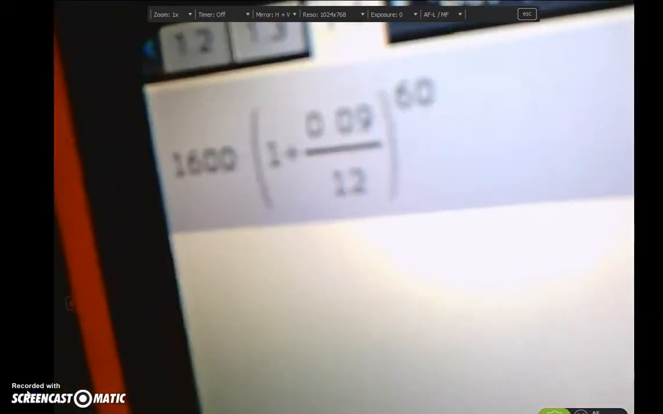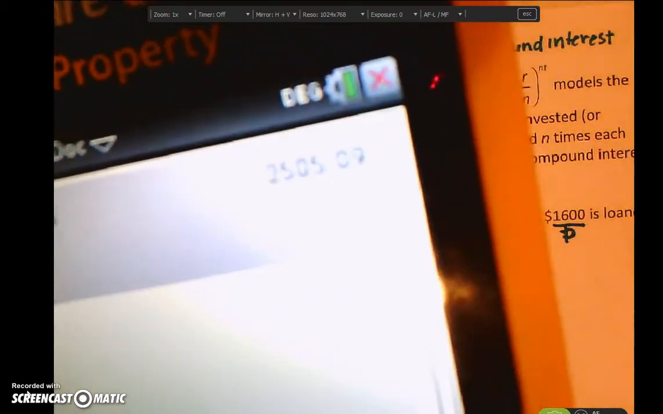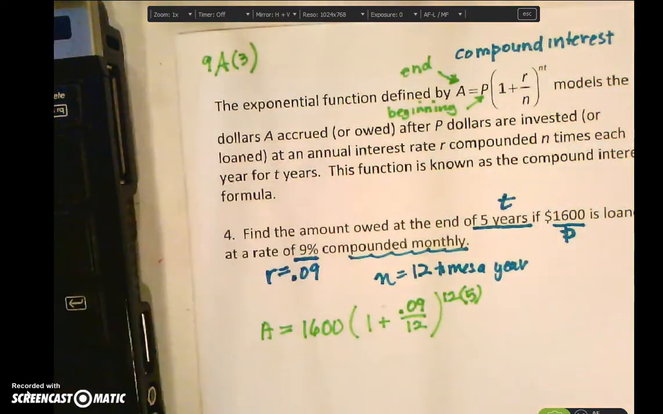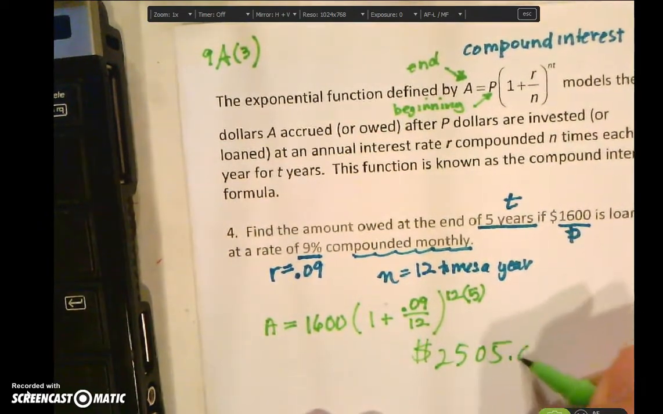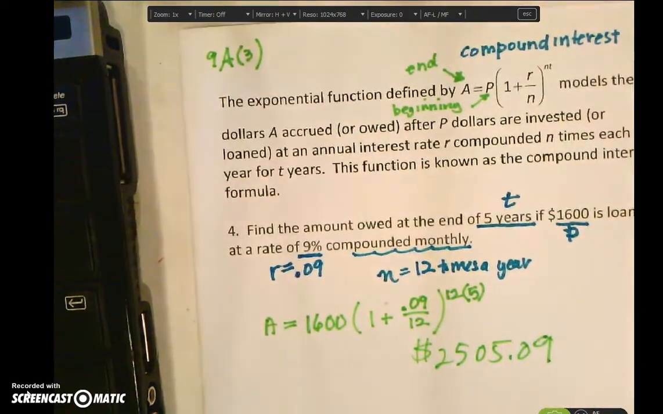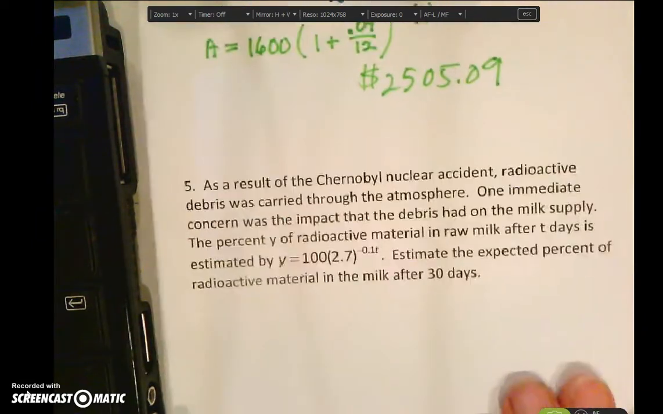Okay, I'm going to put this up close so it doesn't have the glare on it, but you can see where I put mine in, and my answer came out to be 2505.09. So I'm going to write that down. 2505.09 is how much is owed after those 5 years. All right, so now let's take a look at this next one.